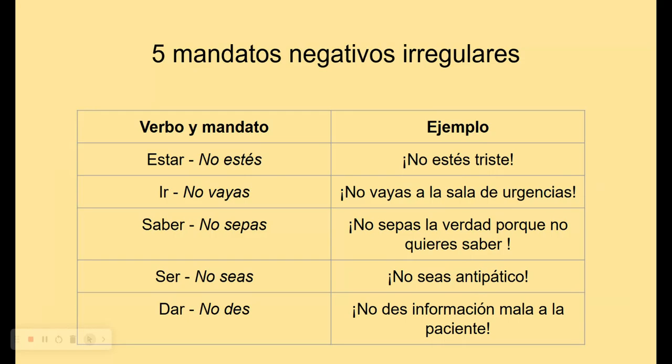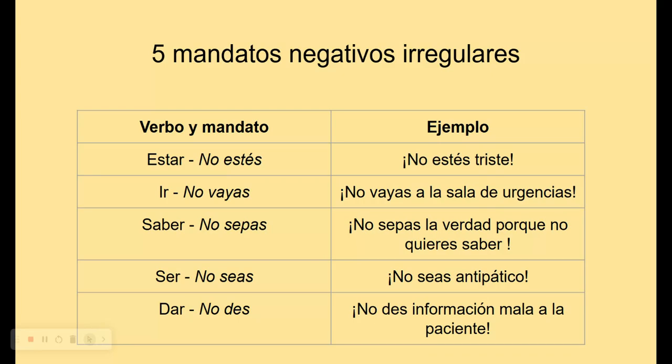So the verb in the command, we have the verb estar, to be. Your irregular negative command is no estés, and the example is no estés triste, don't be sad, which, I don't know, that one always kind of drives people crazy, drives me crazy, but it's a semi-decent example, I guess. Next one down, for ir, no vayas. So we have no vayas a la sala de urgencias. Don't go to the emergency room. Ir, of course, meaning to go.